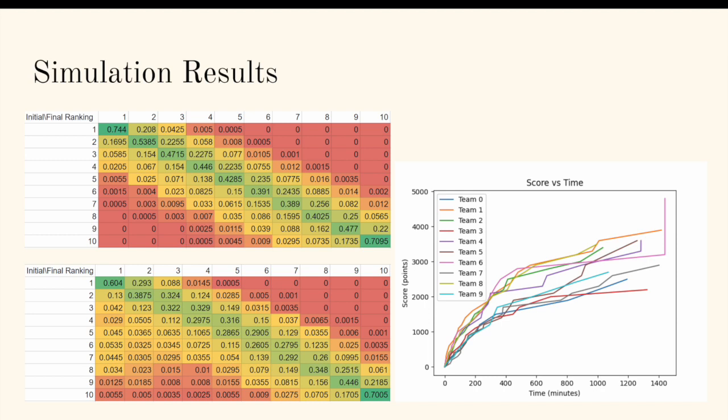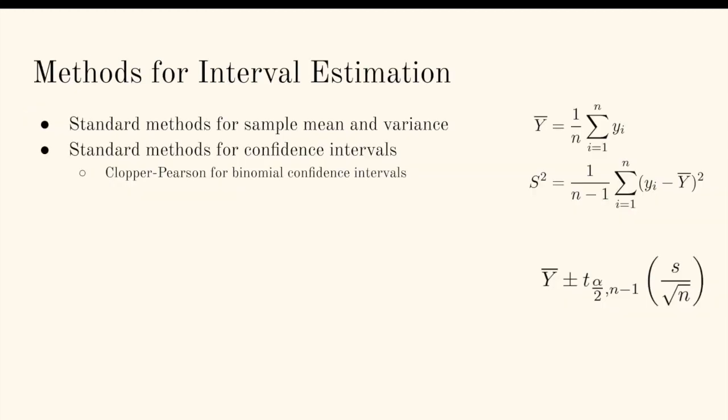Now going on to our methods for interval estimation. We use the standard sample mean and variance formulas shown on the right. And then we also use the standard T distribution method, as we don't know the true population variance. We know the sample variance, so we have to use this for correctness. And we are using the central limit theorem here in some sense for this.